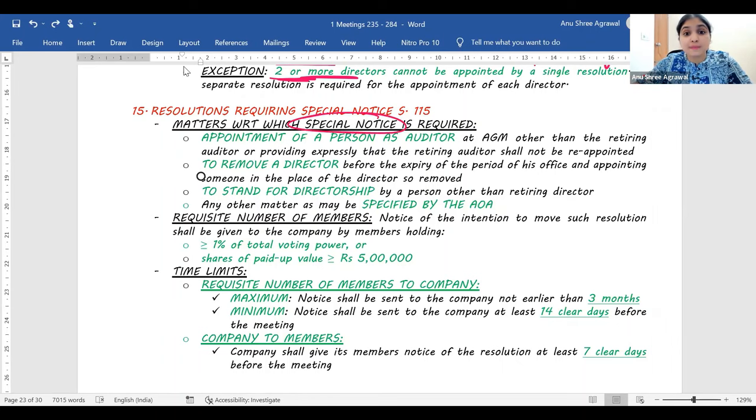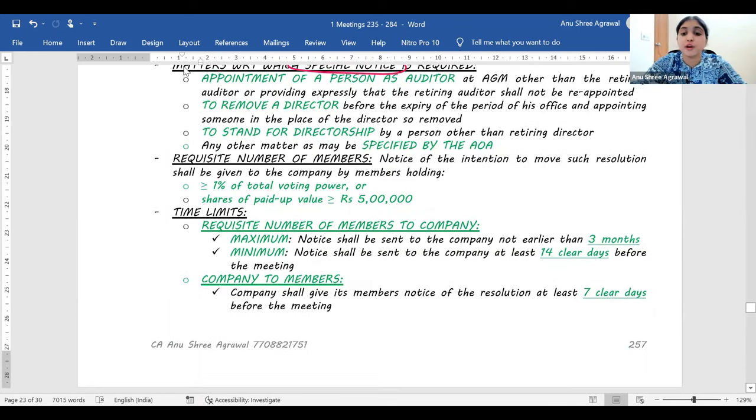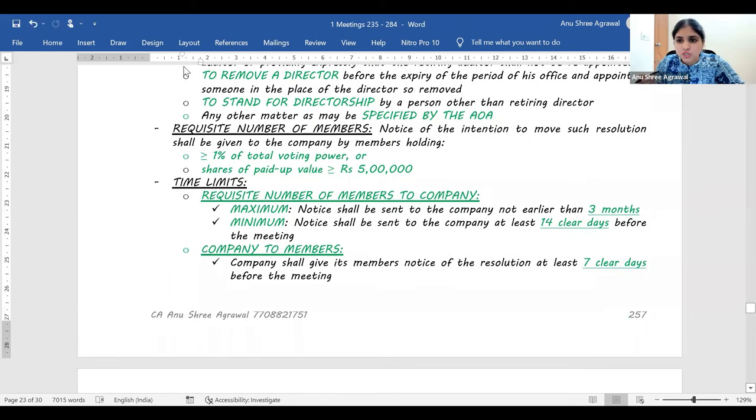Special notice is required means special notice from whom? From shareholders. Shareholders have to take initiative. How many shareholders? One or two shareholders are coming and telling the company, will the company do anything about it? No. Shareholders who are holding at least 1% of the total voting power, or shareholders who are having at least 5 lakh rupees paid up value.